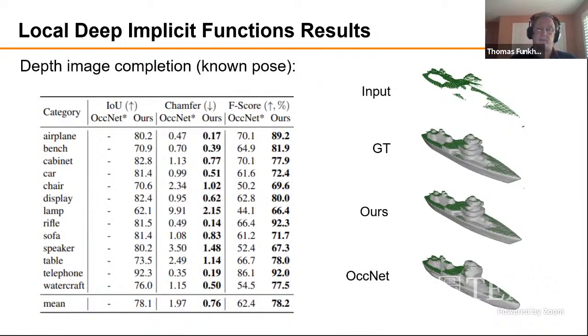We also did experiments where we encode depth images and try to complete them. So in this experiment, we have known pose, and the input is a depth image. The input is a green point cloud that looks like the thing on the top, and the ground truth is shown as a gray overlay. Our prediction versus an ArcNet prediction is the example here. Again, the difference in F-score on average is quite high. The results are generally higher in almost every example with our method.